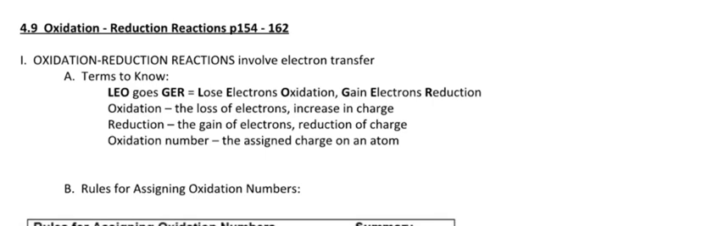So what does this mean? If you lose electrons, oxidation, your charge is going to go up. Why is that? If you lose electrons and you have more protons than electrons, the charge is going to go up. Reduction, the gain of electrons, means you're adding more electrons, so your charge will go down.